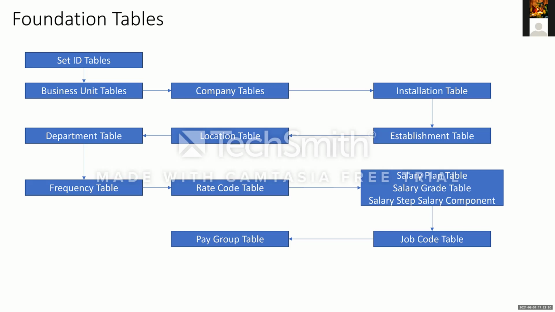Then comes your payroll frequency, your rate code, your salary, job code, and pay group. These are the set of foundation tables used for all calculation of payroll and all. There are others which we will be going through as well, but these are all related to an organization, right? If you see frequency, you are going to select only those frequencies given to you by the organization. You're not going to invent any new. When I say you, in the sense the employees.